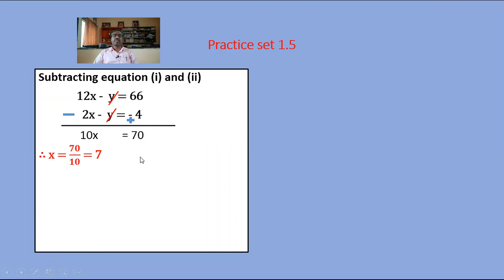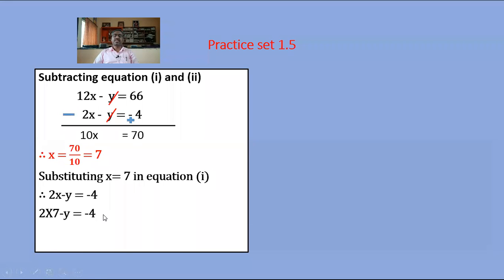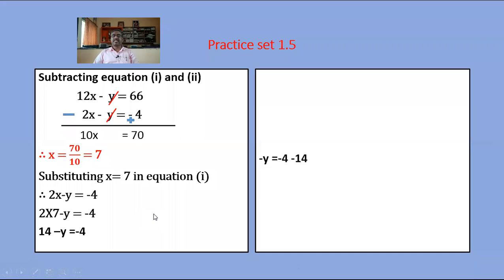Hence we get the value of x is equal to 7. Substituting x is equal to 7 in equation 1. Equation 1 is 2x minus y is equal to minus 4. Replacing x by 7, 2 multiplied by 7 minus y is equal to minus 4. 2 sevens are 14, minus y is equal to minus 4. Plus 14 goes to the RHS side, then we get minus. Therefore minus y is equal to minus 4 minus 14, which is minus 18. The same signs on both sides cancel, so y is equal to 18.